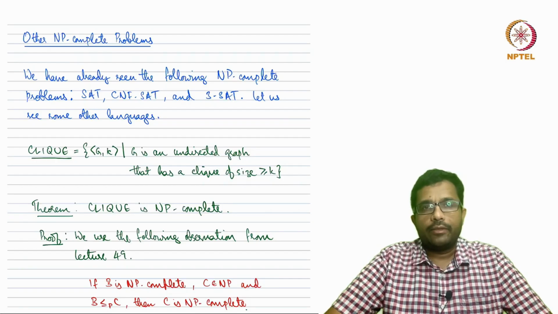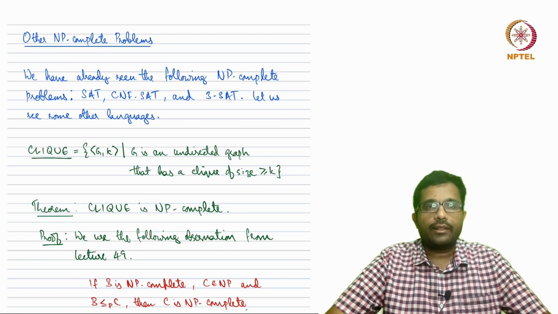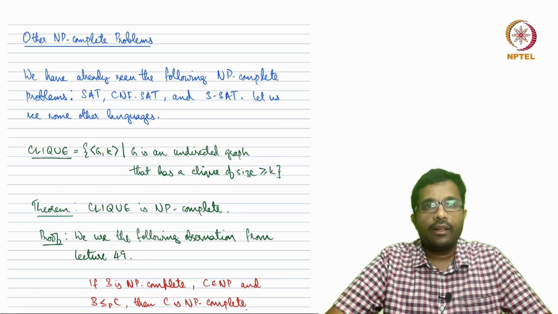Hello and welcome to lecture 52 of the course Theory of Computation. This is also the first lecture in week 11 of the course. In week 10, we saw the notion of NP completeness.